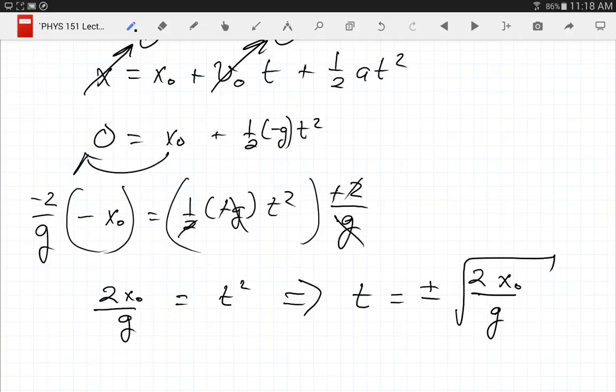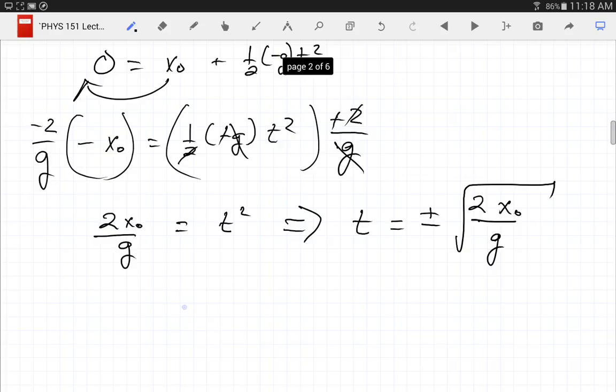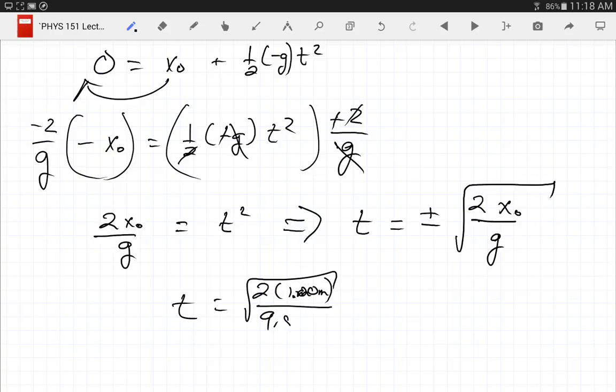But my brain tells me that the ball isn't going to hit the ground before I let go. And so I can use my brain to logically rule out one of those. And so I know the correct answer is only going to be the positive one because the negative one's not possible. And so the correct answer is the time is equal to the square root of 2 times my initial height, 1.00 meters, divided by g, 9.80 meters per second squared.